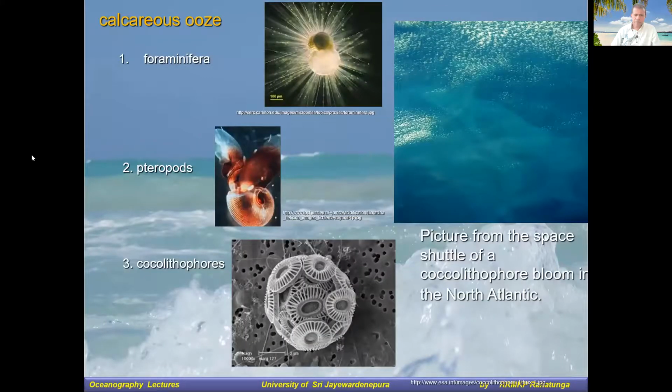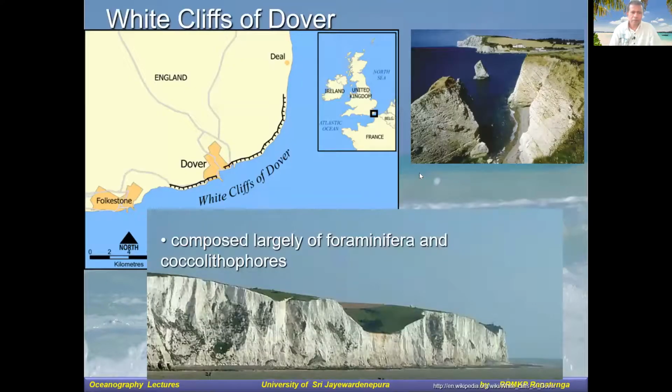Right. So these are some of the examples of the organisms causing these calcareous oozes: the foraminiferans, the pteropods and the coccolithophores. And you can imagine, this is a satellite image showing some coccolithophores. They are very abundant in the ocean, so they can form large blooms where even a satellite can detect them. So they are the ones that actually become biogenous sediment eventually.